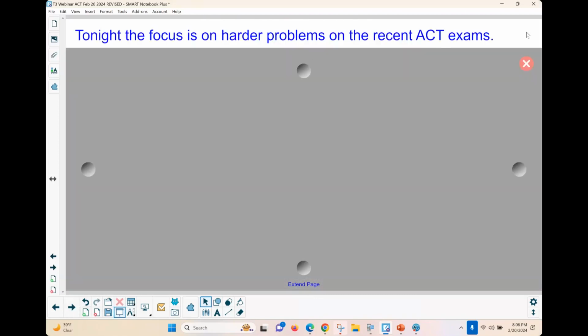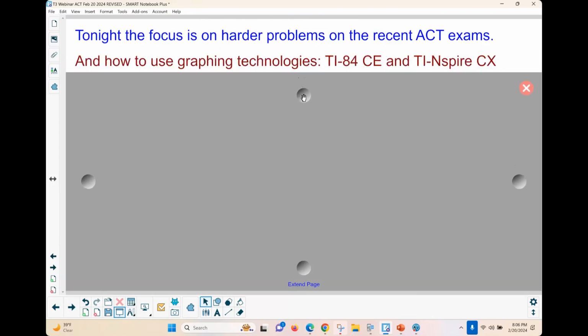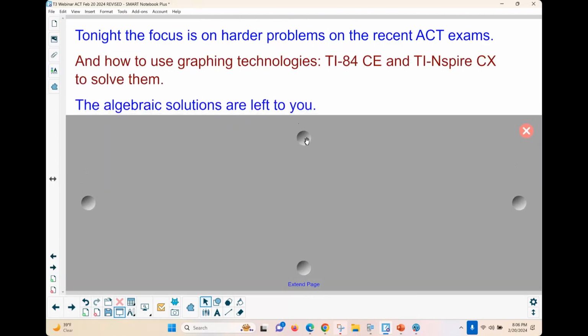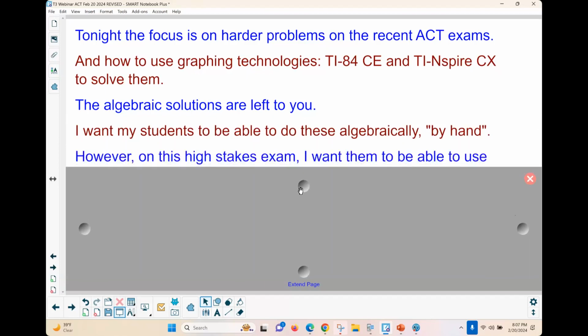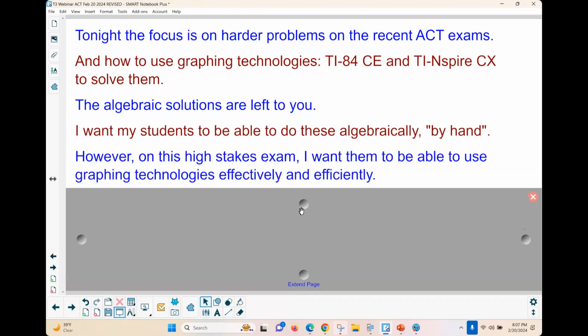So tonight the focus is on harder problems on the recent ACT exams and how to use graphing technologies to solve them. Again, as I mentioned before, the algebraic solutions are left to you because you know them. But I'm going to focus on the technology. However, I strongly want my students to be able to do these algebraically, what I call by hand, and use technology as a learning tool, or if I just forget something. But remember, on this high stakes exam, we want them to be able to use graphing technologies effectively, efficiently, effortlessly.